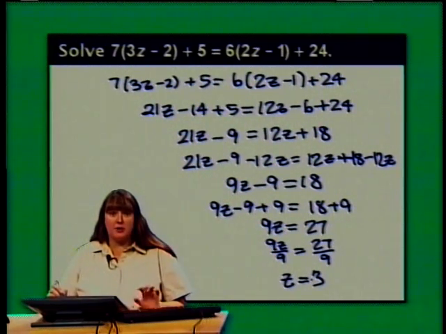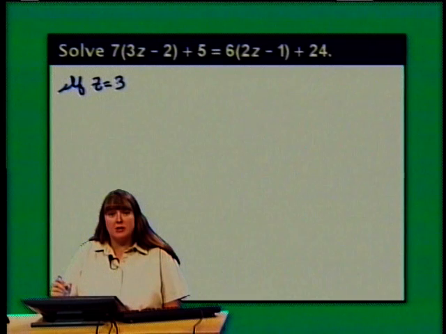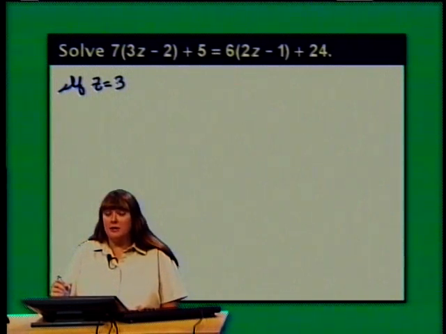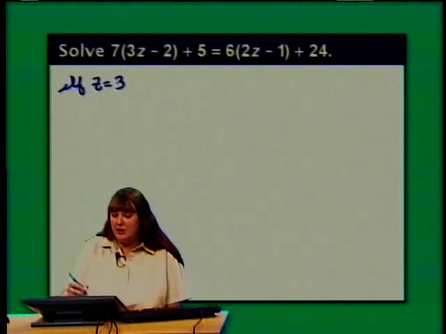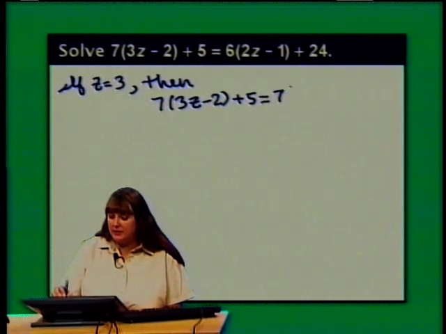Now I need to remember to check my proposed solution. So if z equals 3, now I want to check this proposed solution in the original equation. So I want to look at the right-hand side and the left-hand side separately in the form that they're given. Starting with the left-hand side, if z equals 3, then 7 times the quantity 3z minus 2 plus 5 would equal 7 times the quantity 3 times 3 minus 2 plus 5.